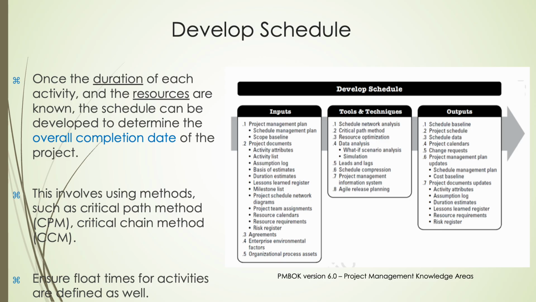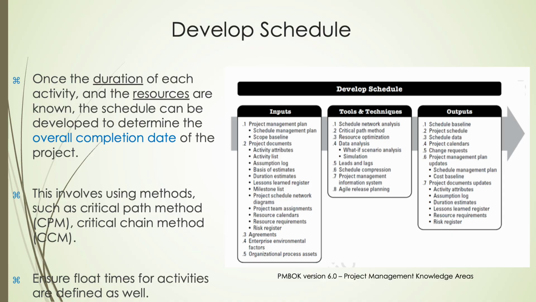Developing a project schedule involves gathering key inputs such as the project management plan, project documents, agreements, enterprise environmental factors, and organizational process assets. Utilizing tools and techniques like schedule network analysis, critical path method, resource optimization, and schedule compression, project managers can effectively determine the timeline. Data analysis methods, including what-if scenario analysis and simulations, help refine the schedule and manage uncertainties, while agile release planning is used for iterative projects.